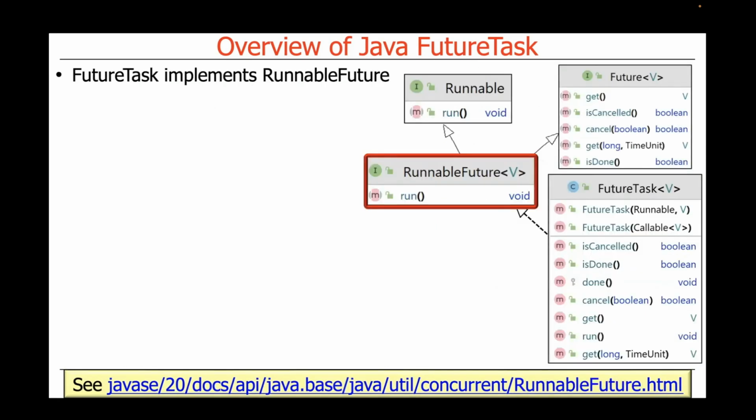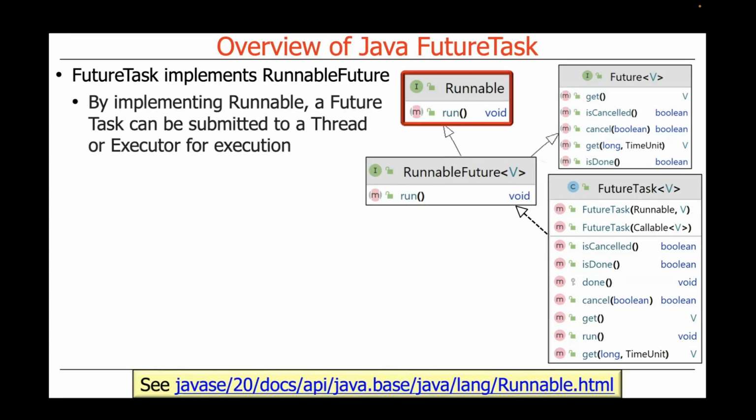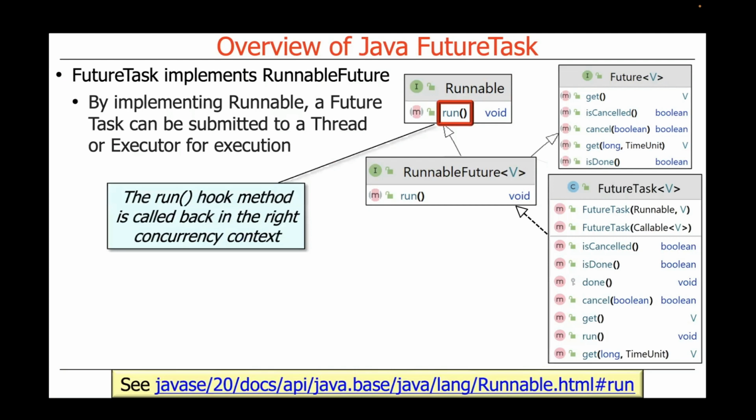FutureTask actually has quite an interesting relationship to its super interfaces, one of which is called RunnableFuture. So FutureTask implements RunnableFuture, which is an interface, and RunnableFuture in turn implements the Runnable interface, which means that the FutureTask can be submitted to a thread or to an executor from the executor framework to be executed via its run hook method. So when you execute a FutureTask, its run hook method will be called back in the appropriate concurrency context.